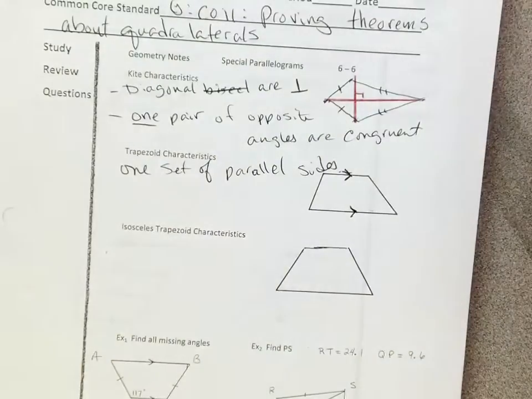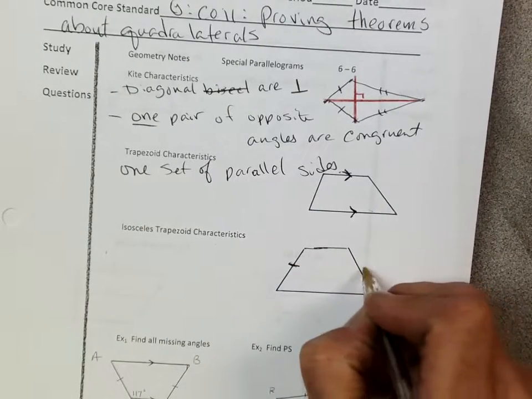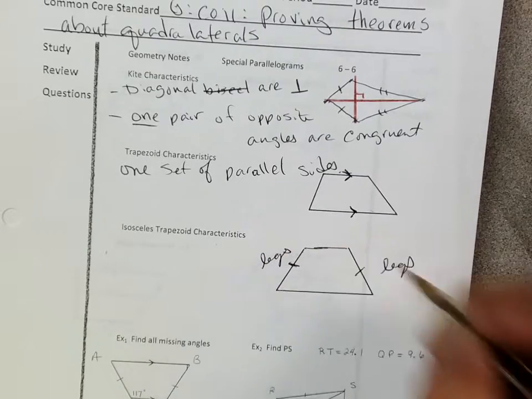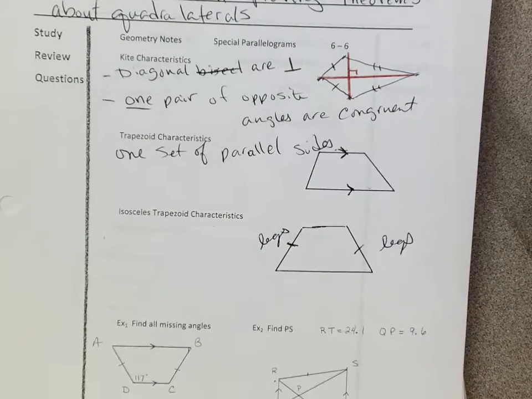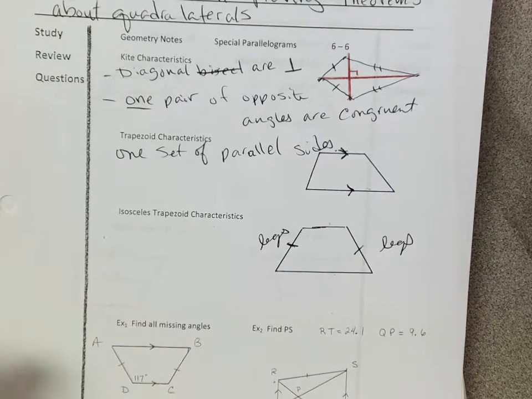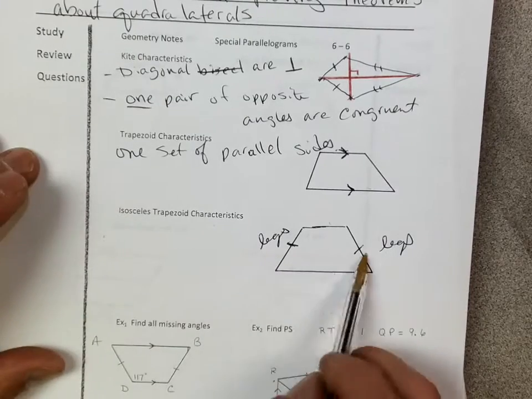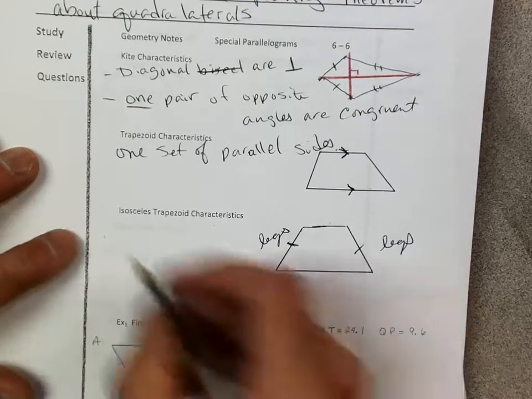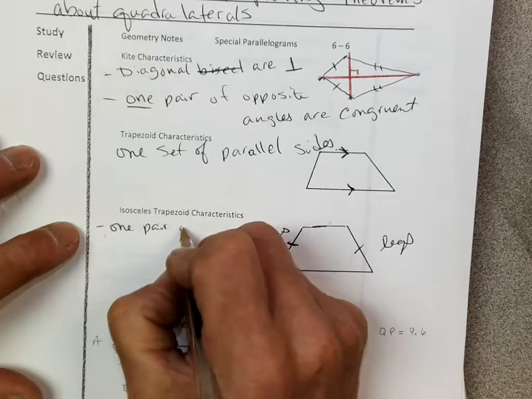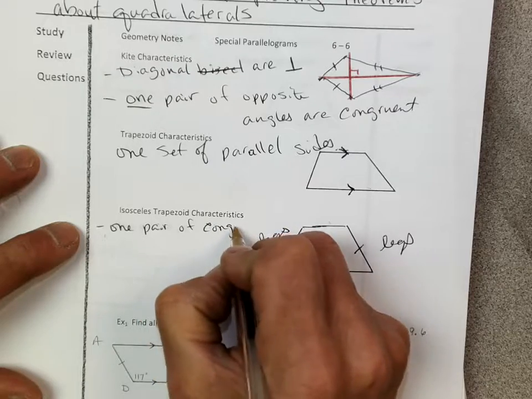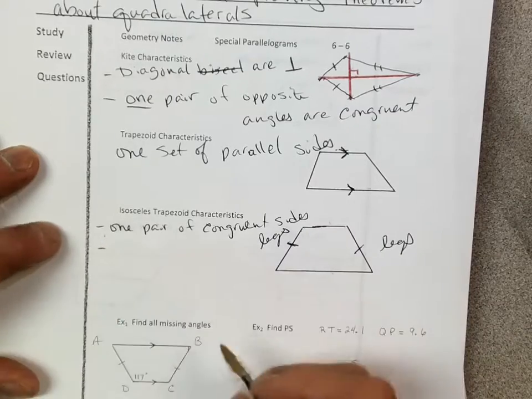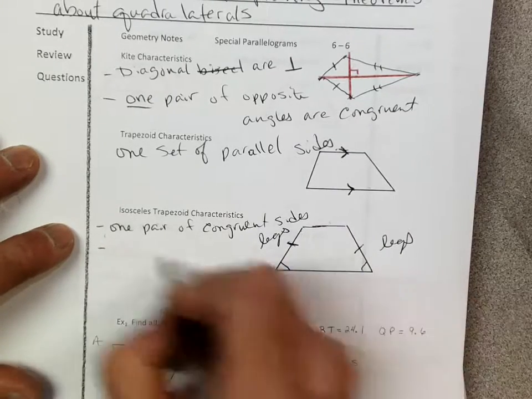Right. So, if it's an isosceles trapezoid, then the legs, and they call these the legs, okay? They don't look like legs, but these are legs, and these are the bases. Base 1, base 2. So what's unique about an isosceles trapezoid? Well, first of all, it does have one pair of congruent sides. We know that. It's also going to have base angles that are congruent.